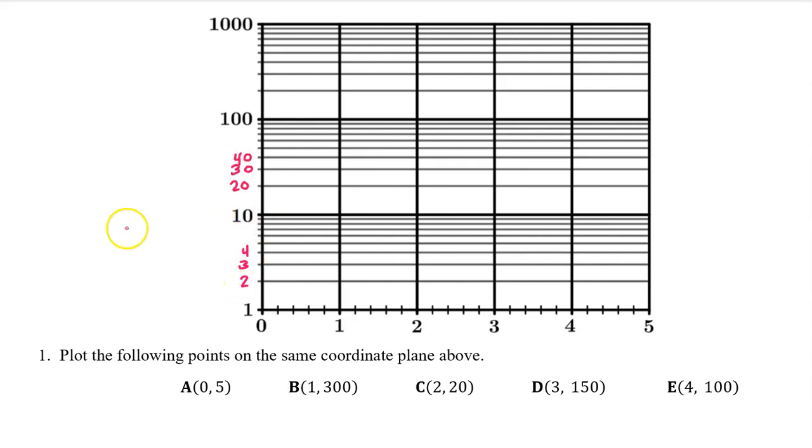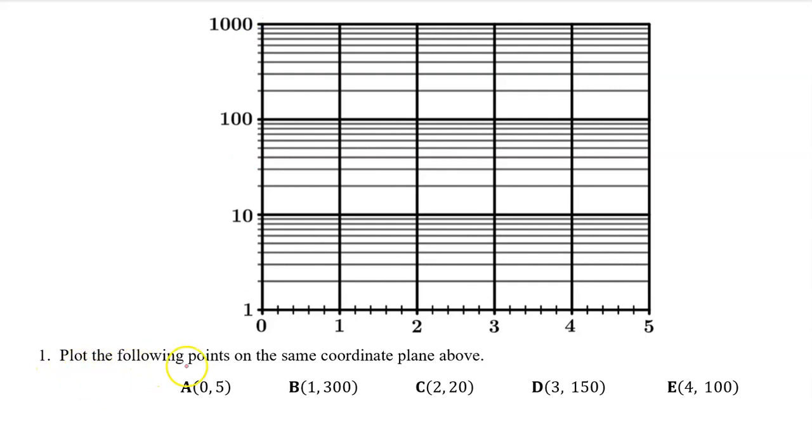to 10. As we pass the number 10, we have to begin counting by tens. So the next number is 20, 30, 40, and so on, all the way up to 100. As we pass 100, we must count by hundreds. So this line would be 200. The next line would be 300, and so on.